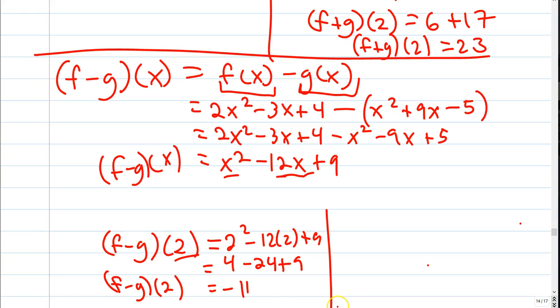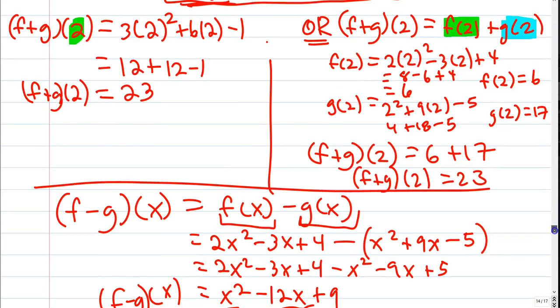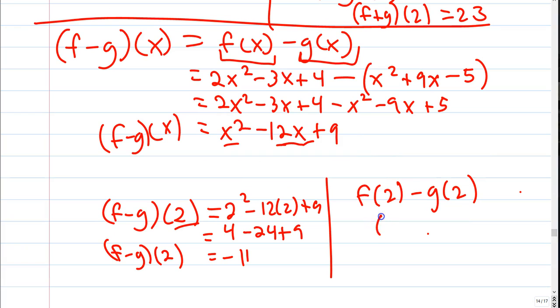Isn't this, though, the same thing as f of 2 minus g of 2? Well, I did that earlier. What was f of 2? F of 2 was 6 and g of 2 was 17. So it'd be 6 minus 17 this time. The same numbers, just now we're subtracting them. What's 6 minus 17? Negative 11.